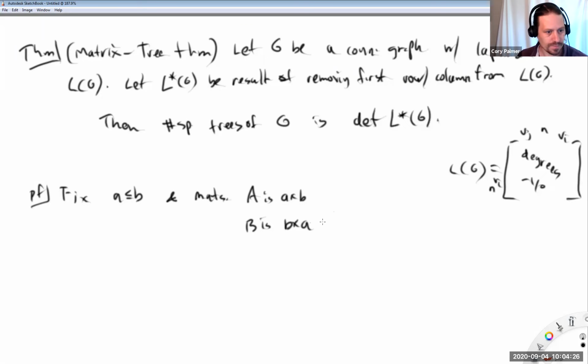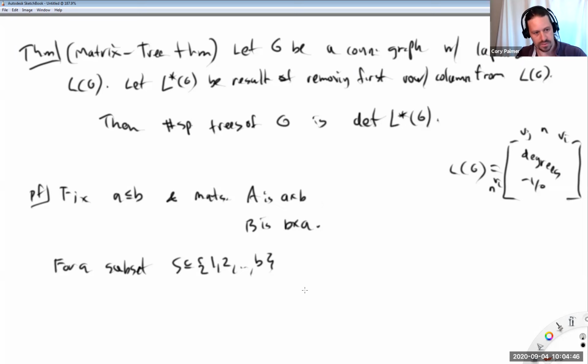Okay, so for a subset S among, say, the indices of B, let me write this and then explain. So S is a collection of column indices for A and row indices for B, say, right? It's just some list of the rows and columns. It's just a subset.